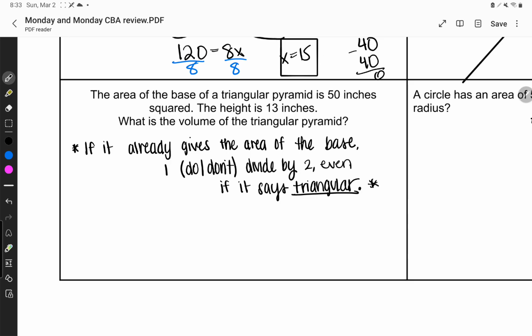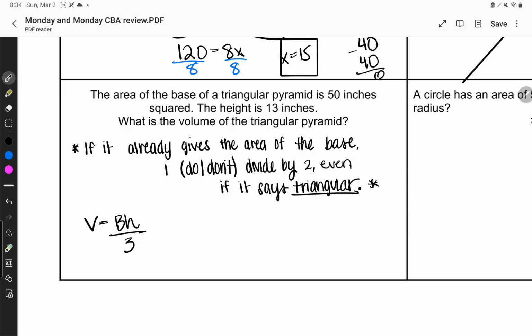All right, this one right here says the area of the base of a triangular pyramid is 50 inches squared. The height is 13 inches. What is the volume of the triangular pyramid? Okay, so let's think about a pyramid.